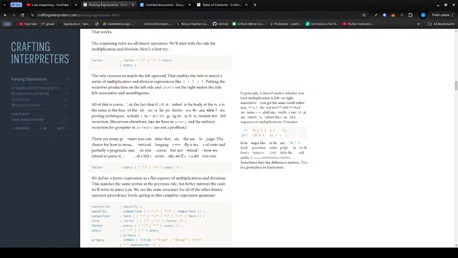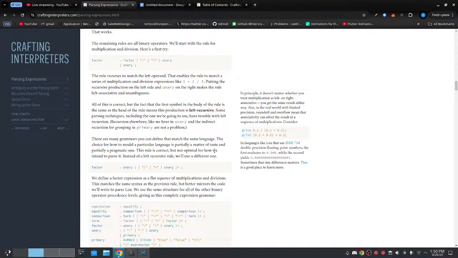So where were we? Okay, we were reading about the left recursion, right? We need to remove the left recursion. And in order to do so, it's not a problem.